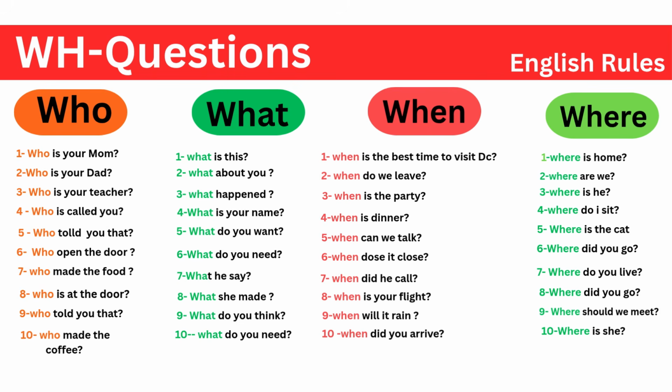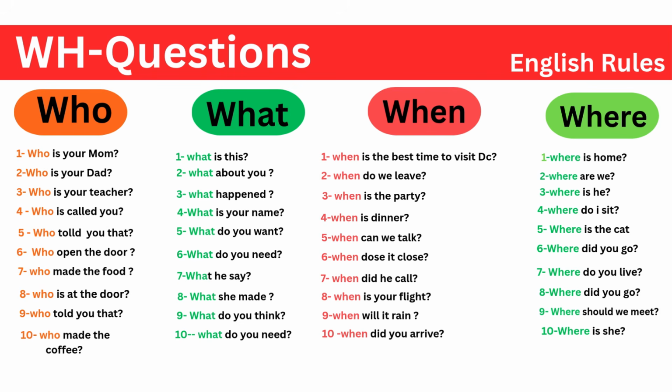There are four main WH question words in English: who, what, when, where. Use them to ask for information, not just yes or no answers. In English, WH questions allow us to gather specific information rather than just a yes or no answer. They are called WH questions because they typically begin with words containing the letters W and H. Understanding the function of each word is the key to using them correctly in conversation or teaching.